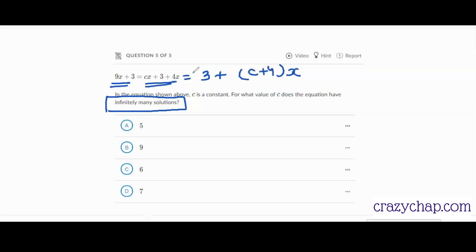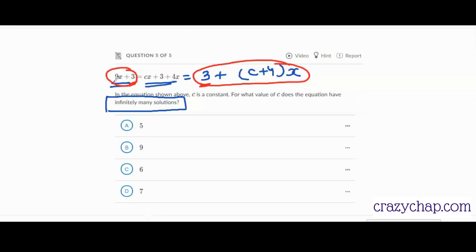Now guys, understand, the question is saying that the equation has infinitely many solutions. So the left side values and the right side values should always be the same. Anyway, 3 is there on both sides. So this 9 should be equal to c plus 4, right? Then only will it have all the values the same on both sides.